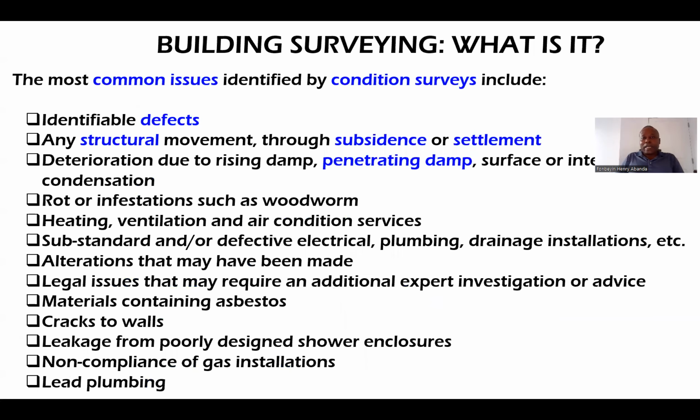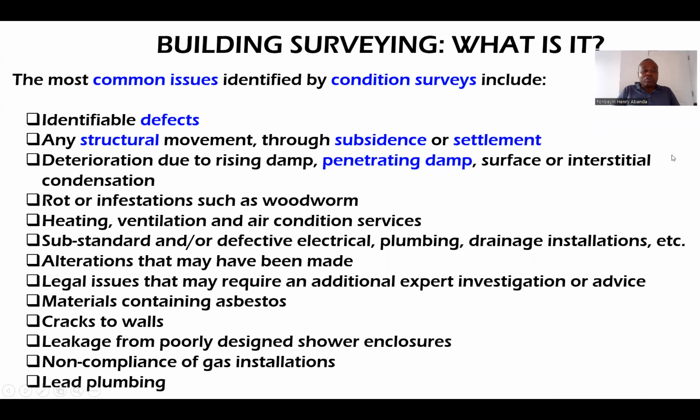The most common issues identified by condition surveys include defects, any structural movement through subsidence and settlement, deterioration due to rising damp, penetrating damp, surface and interstitial condensation, and rot infestations such as woodworm. I won't spend time reading all of those. Some of those are obvious, and you can read them in your own time.